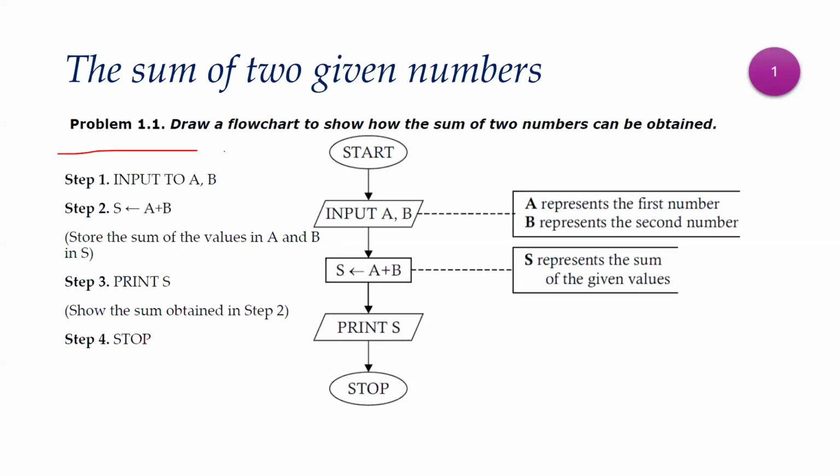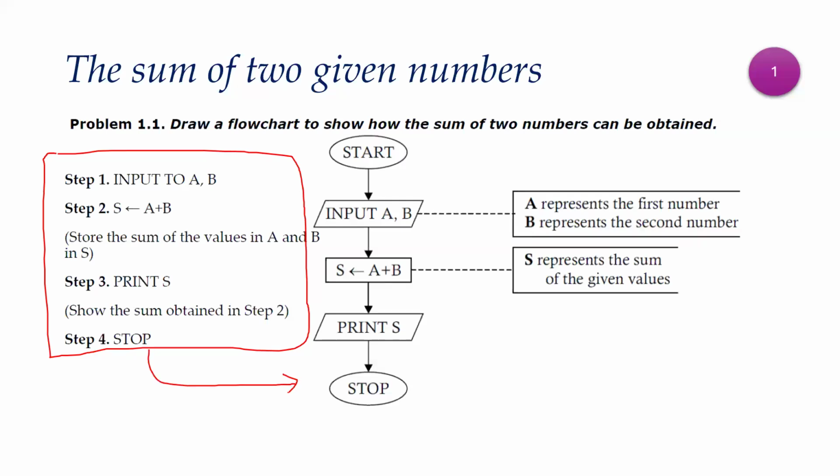Here, initially, you should create this left side. After you create this left side, you can easily create your flowchart. So read A's and B's values as input in step one, and then calculate the summation and assign this value to the S variable. Then print the S value as output and stop. So it means input A and B. A represents the first number, B represents the second number, S represents the sum of these given values.